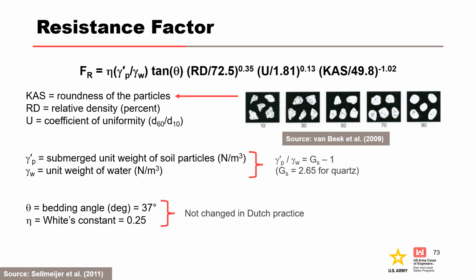The bedding angle and White's constant have been set to 37 degrees and 0.25 respectively due to model calibration and are not changed in Dutch practice. Since the values were fixed in the multivariate regression, any influence they had is accounted for in related variables. It's therefore not appropriate to vary these parameters.